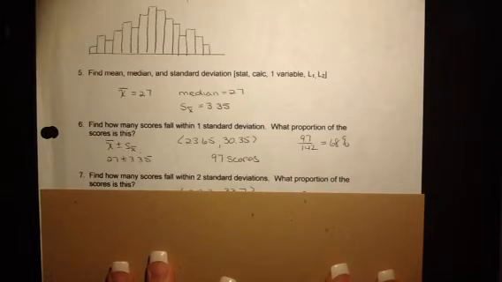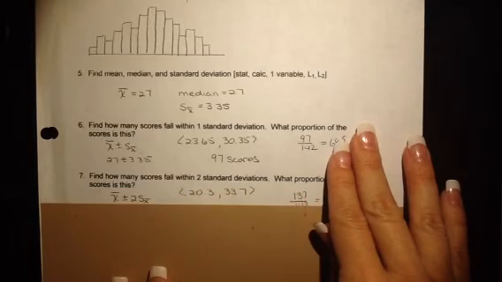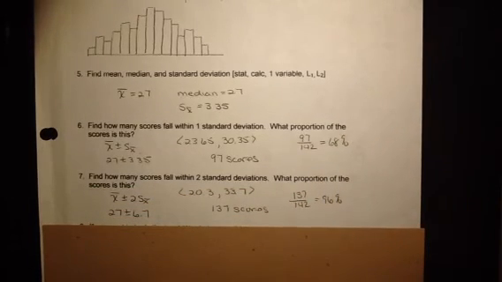Next, it asks to find how many scores fall within 2 standard deviations of the mean. What proportion of the scores is this? Going through the same process, we would find 137 scores, which is about 96%.